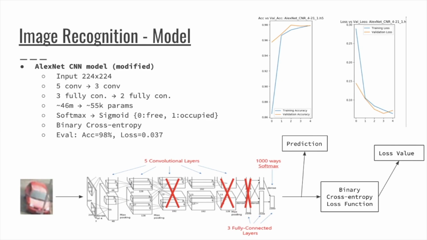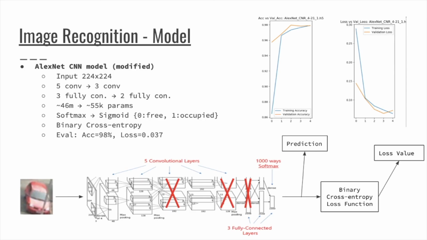Moving on to what actually makes the image recognition portion of our project work is our model. Because we were dealing with a simpler classification problem of deciding whether a parking spot was free or occupied, we decided to start out with a simpler model. We first looked at the original AlexNet CNN model, which was originally 8 layers. However, we ended up using a modified version of it since it was a lot smaller.